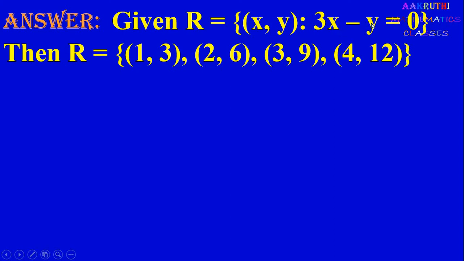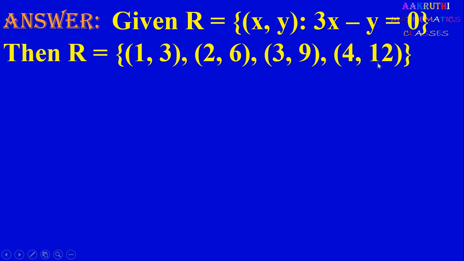When we substitute x equal to 1, we get y equal to 3 into 1, which is 3. When x equal to 2, y is 3 into 2, which is 6. When x equal to 3, y is 3 into 3, 9. When x is 4, 4 into 3 is 12. When x is 5, 5 into 3 is 15, but 15 is not an element of set A. So (5, 15) is not possible. Therefore the ordered pairs are (1, 3), (2, 6), (3, 9) and (4, 12) only.